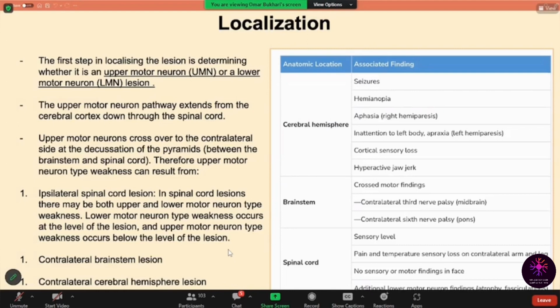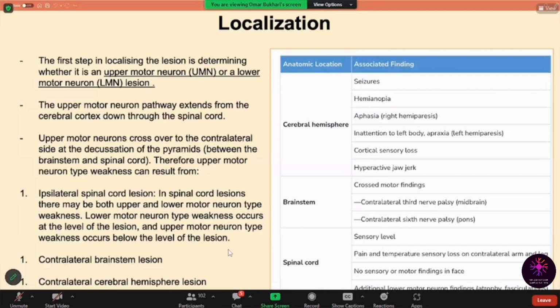as displayed in the table on the right side. In the cerebral hemisphere, patients can develop seizures, hemianopia, aphasia. Regarding seizure, because the cortical surface in the brain can be irritated, they develop seizure. Also, hemianopia, if it involves the optic tract or occipital lobe. Aphasia in the dominant hemisphere, inattention of body if it is in the non-dominant. Cortical sensory loss, hyperactive jaw jerk.